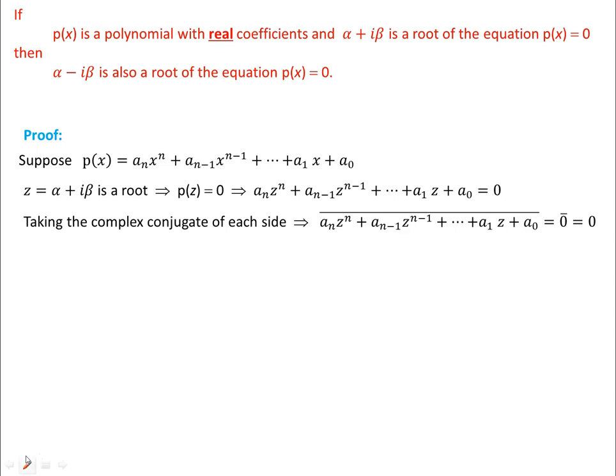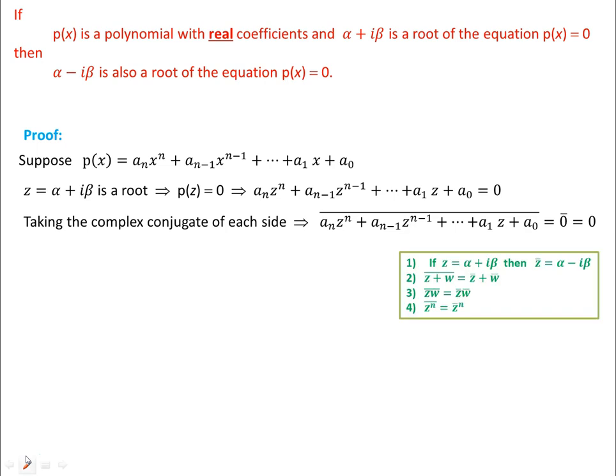Now, just having a think again about our rules of conjugates. Rule 2 told me that if I had the complex conjugate of a sum, so if I had the complex conjugate of z plus w, that's the same thing as the complex conjugate of z plus the complex conjugate of w. And we commented that we could extend that to much longer sums.